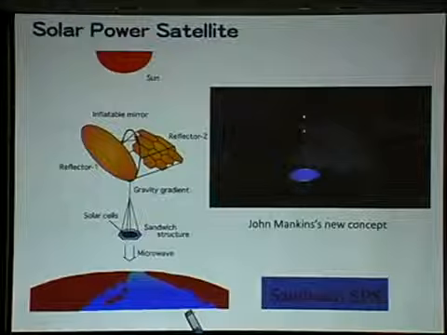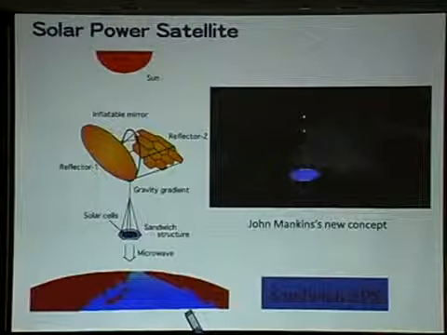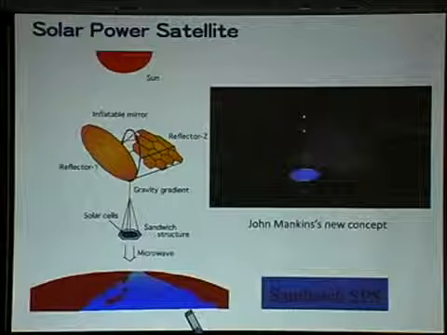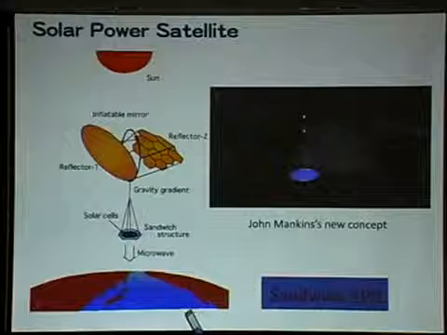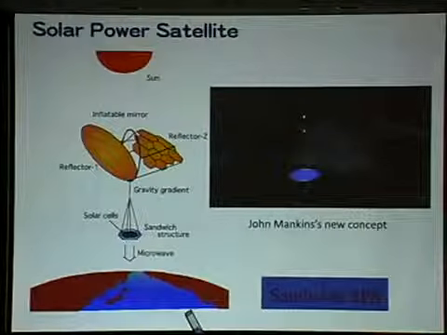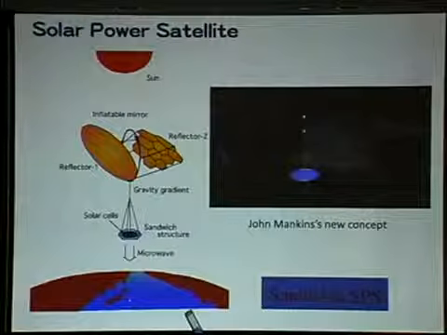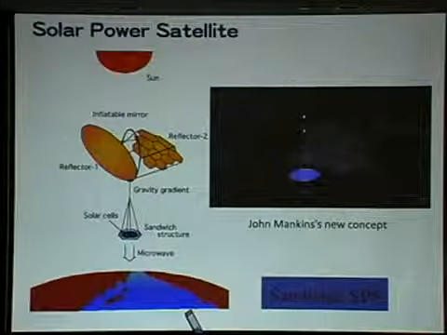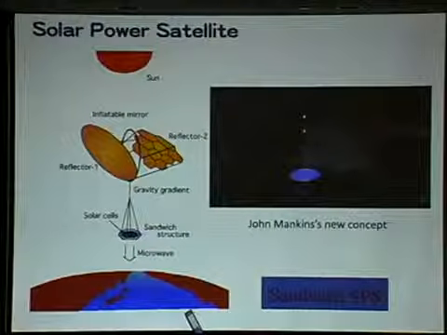On the opposite side, a microwave power transmitter. Solar energy is reflected twice and concentrated on the solar cells. Electricity is generated by the solar cells and converted to microwaves to the ground. John's idea is very similar.